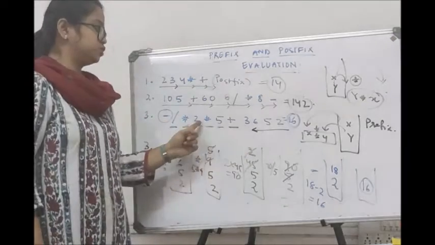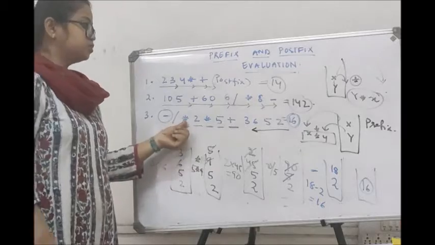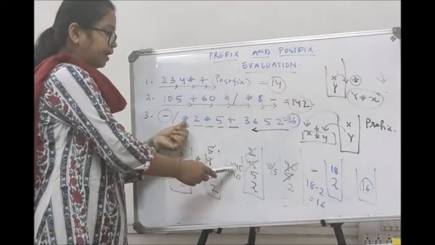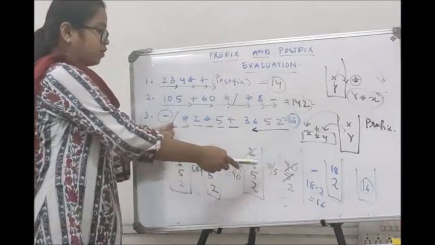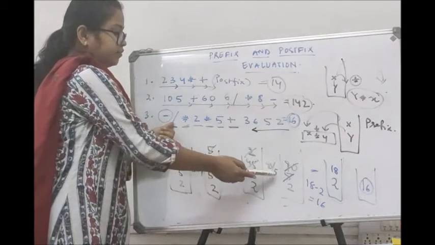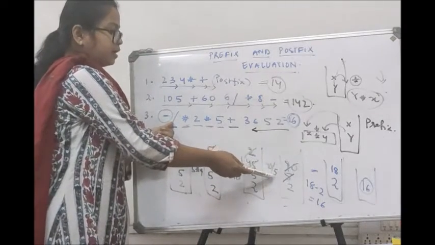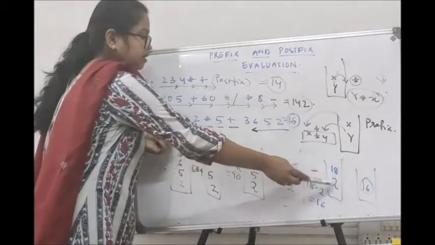So 2 is pushed. After 2 again we get star. So we do 45 into 2, 90. Then we push 90. 90 is pushed. After that divide comes. So 90 divided by 5 is done. 90 divided by 5 is 18. So 18 and 2 remains.